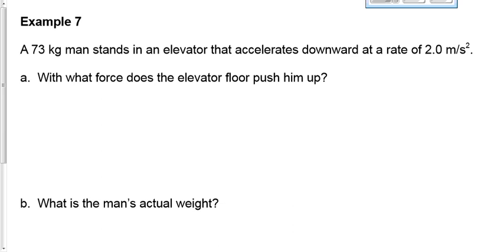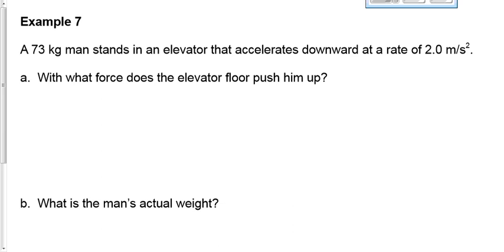Now, let me explain why. What you feel and perceive as your weight isn't your actual weight. My actual weight is about 700 newtons. In pounds, it's like 155-ish. But what I perceive as my weight is usually 700 newtons, but not always. When I'm in an elevator accelerating upward, I might perceive my weight to be 750 newtons. Or when I'm accelerating downward, I might perceive it to be 650 newtons.